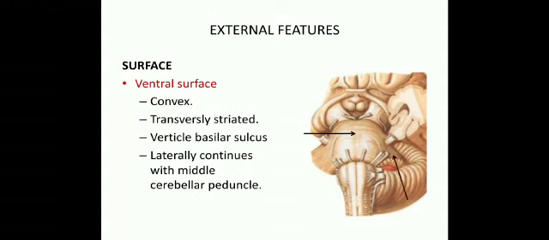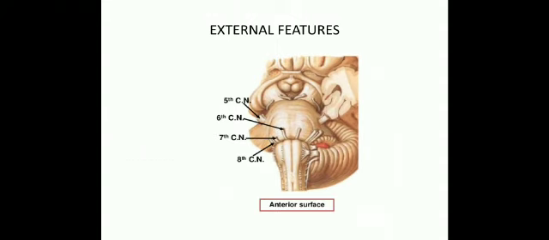So in this surface there is the presence of the trigeminal nerve at the junction of the pons with the peduncle. The nerve has two roots. The sensory root is larger and the motor root is smaller, and it is situated medial to the sensory root.